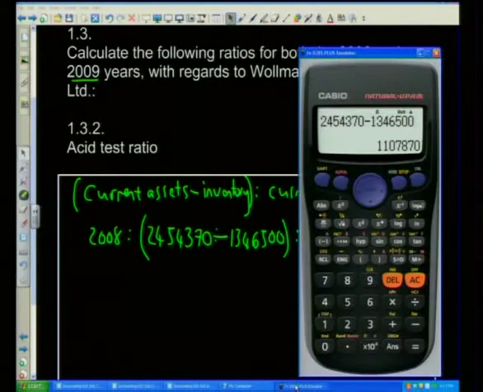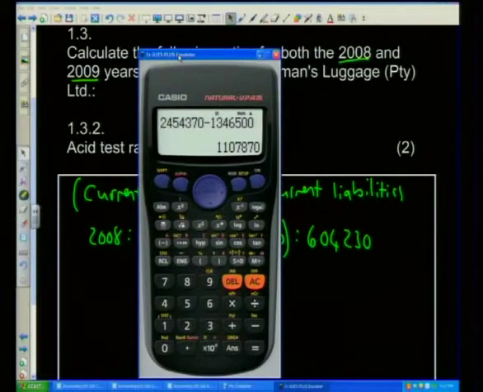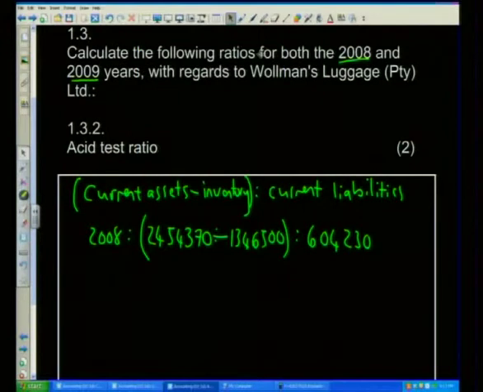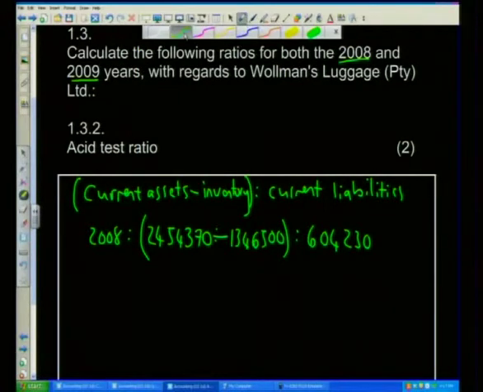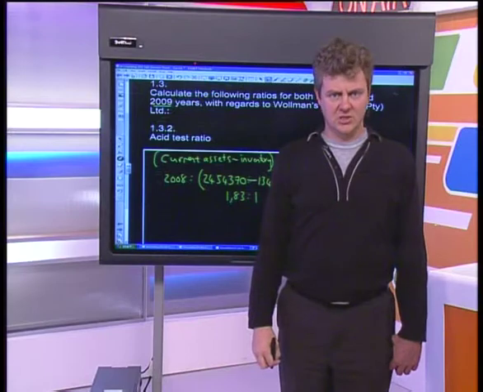Okay, so let's do the calculation. We are going to take that answer that I have, the 1,107,870, and we're going to divide it by the 604,230, and that will give me my answer of 1,83. So once again, we'll take that 1,83, and it will be 1,83 to 1. That is my acid test ratio for the year 2008.